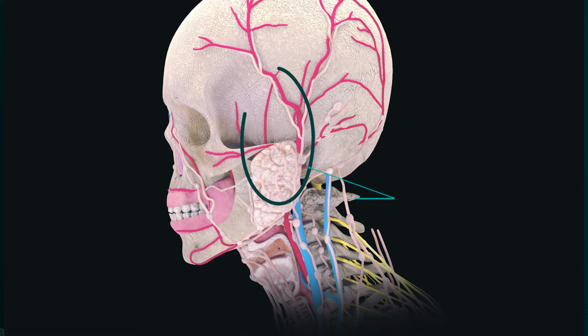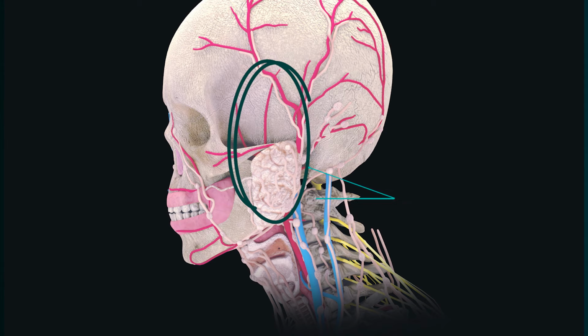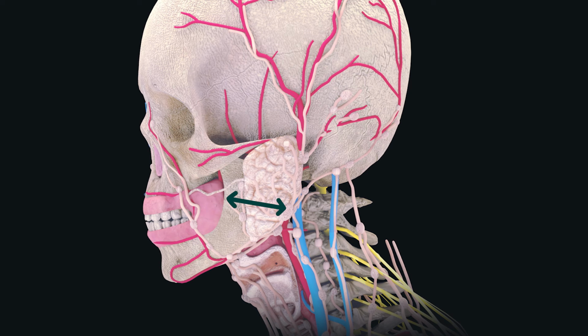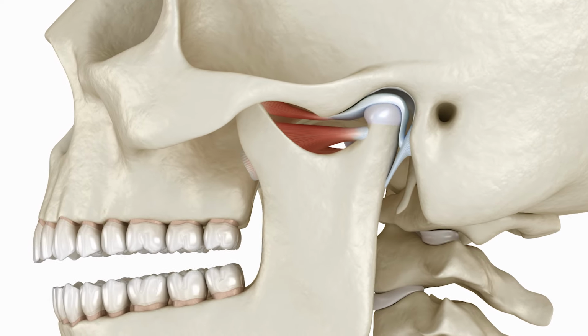Now let's briefly talk about the nerve supply to these muscles, as understanding this is crucial for both aesthetics and clinical applications like botulinum toxin. The muscles of expression are primarily innervated by the facial nerve, which is the seventh cranial nerve. This nerve controls all the facial muscles that allow us to express emotions. On the other hand, the muscles of mastication are innervated by the mandibular branch of the trigeminal nerve, which is the fifth cranial nerve, which is responsible for transmitting motor signals that control chewing movement.